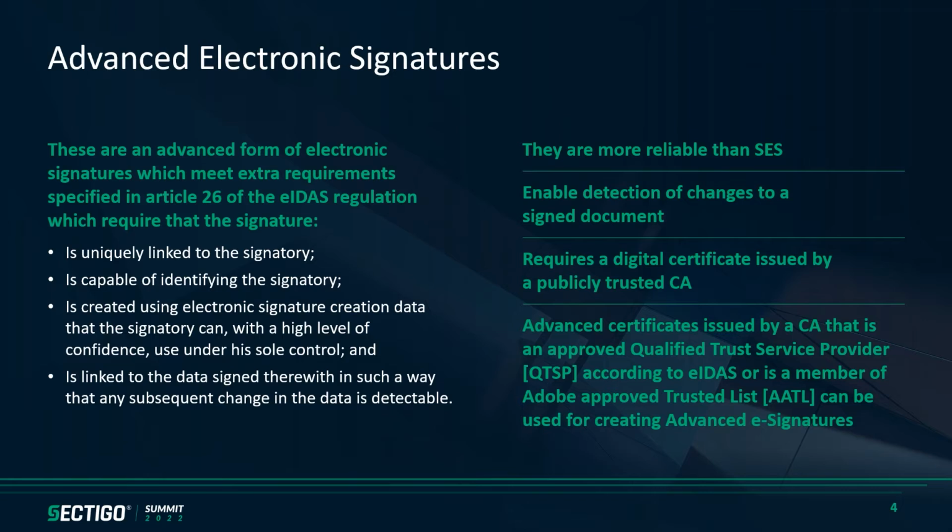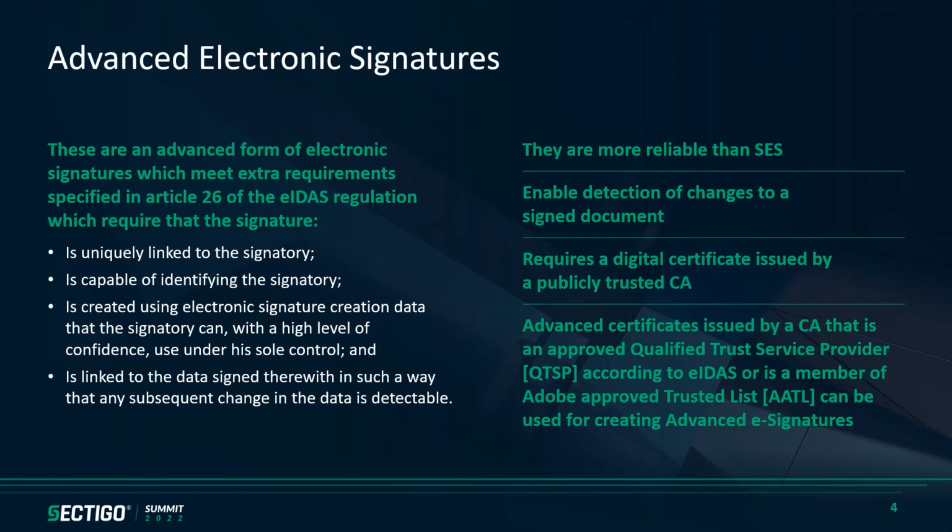Number three, it is created using electronic signature creation data that the signatory can, with a high level of confidence, use under his sole control or sole discretion. This signature creation data includes the signer's private key, which is typically stored in a USB token or HSM, and which is accessible only to the signatory and requires authentication based on a PIN known only to the signatory.